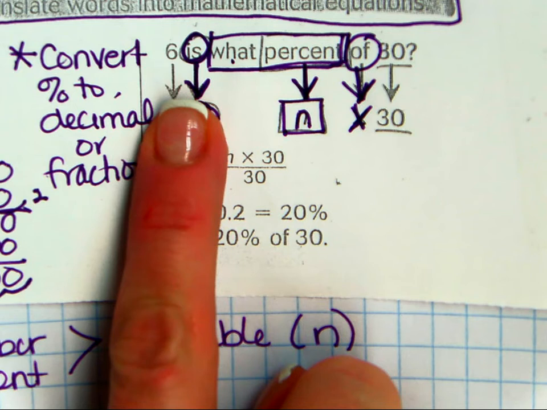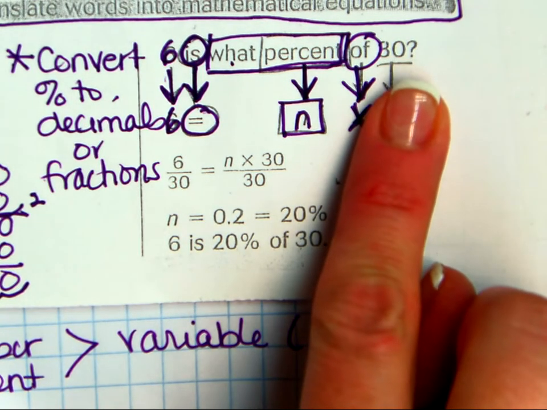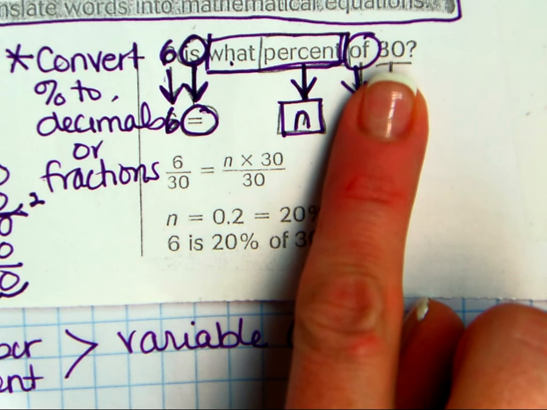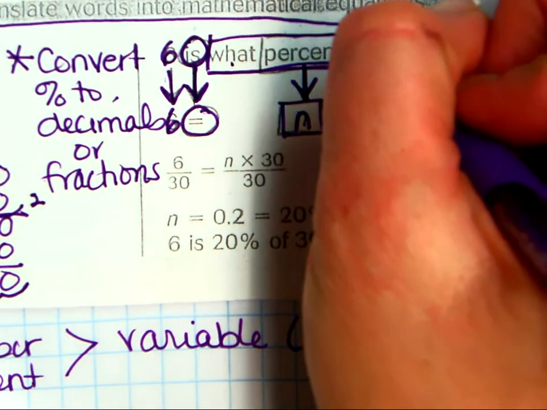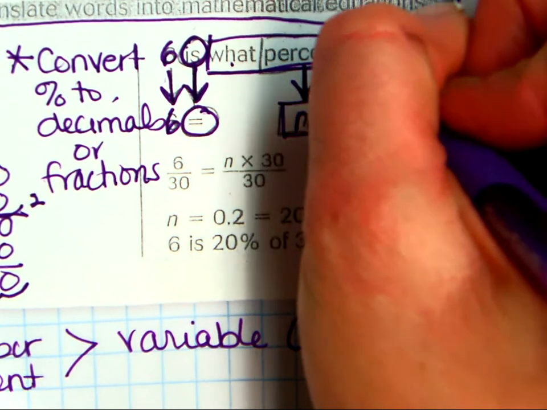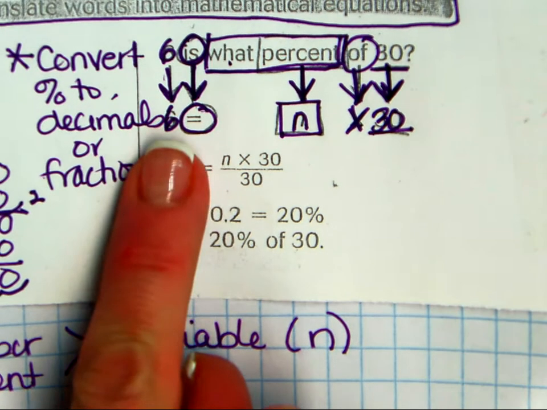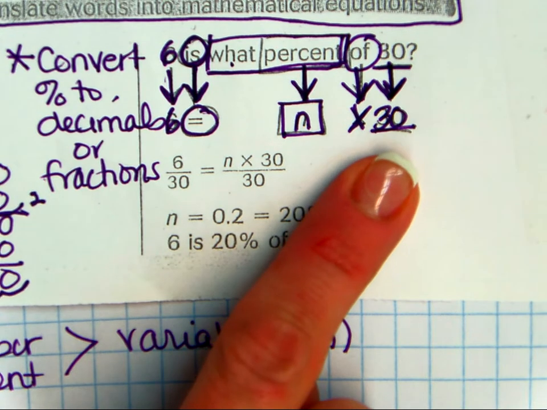So now we just need to fill in our numbers. Well, this is just a number, so we can just drop that down. 6, drop it down, 6. And now we have 30. It's not a percent. We're trying to figure out the percent. So because it's not a percent, we don't convert it. So unless it's a percent, we just drop the number straight down. Okay, so we have 6 equals n times 30.